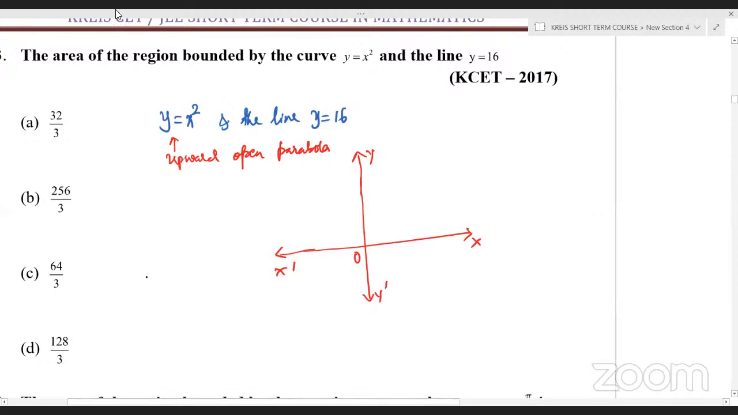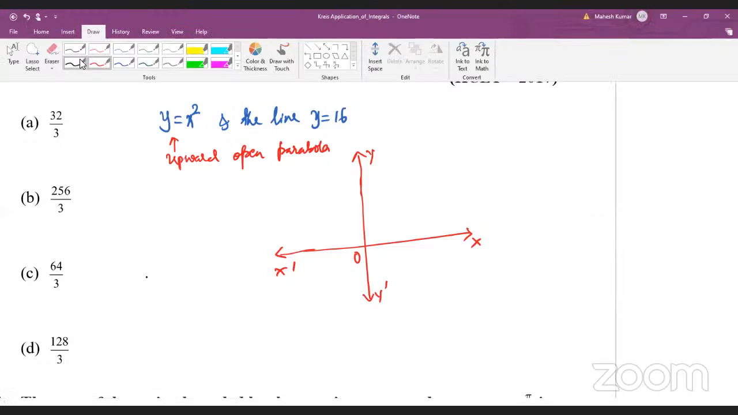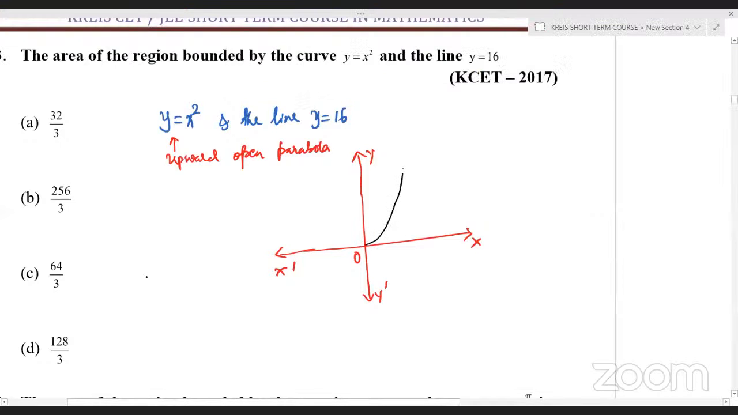So x squared is equal to 4y, right? So it is going to be an upward-open parabola. It comes like this with the origin as the center. Y is equal to 16. Another line is there, right? So y is equal to 16.